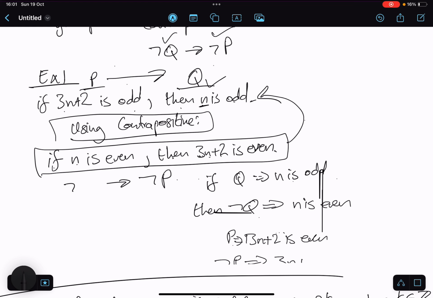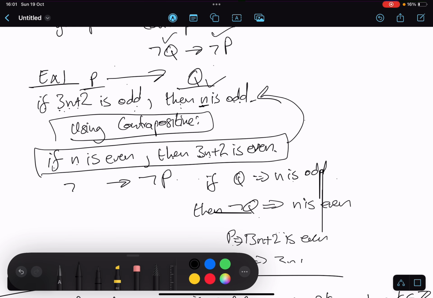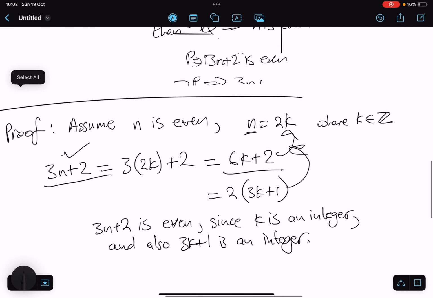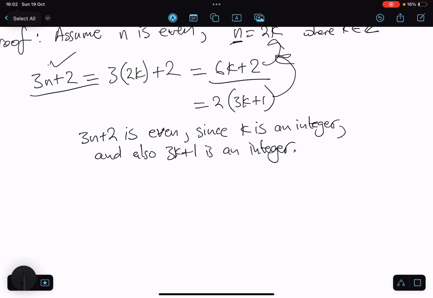So we started with saying if 3n plus 2 is odd, then n is odd. And now the contrapositive will start with the negation of q. So we are saying if n is even, which means the negation of this, then 3n plus 2 is also even. So this is how you go about the contrapositive proof.